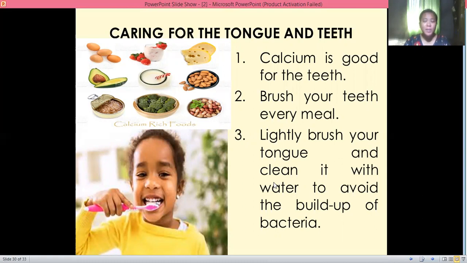When I was a kid, I was not brushing my tongue. It was only when teacher grew up that I learned I am supposed to brush it, because I didn't know before. It was only when I grew up that I started doing it. So now, you know it, so you better do it. Lightly only, not hard. Just lightly brush your tongue and clean it with water. Why? So that your tongue won't build up bacteria and smell bad.